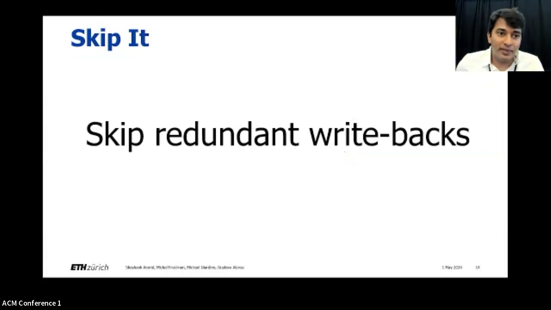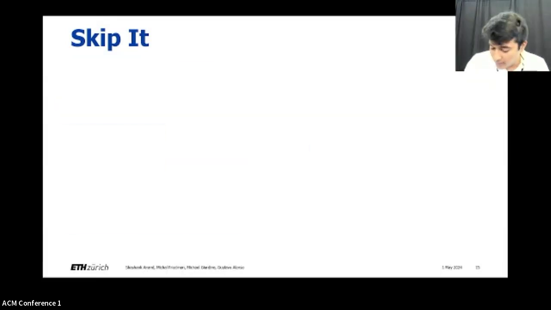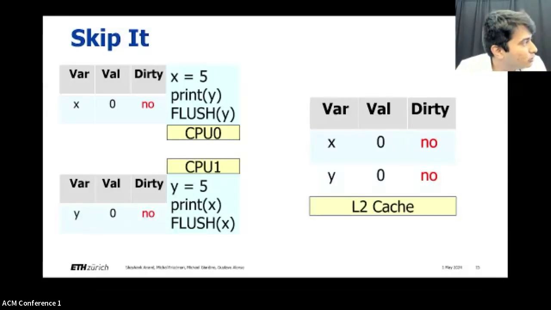So what do we want to do? We want to skip these redundant write backs in hardware, completely invisible to the programmer. But this brings us to the question of why can't we simply use the dirty bit in the L1 cache and then just skip the write back using the dirty bit?